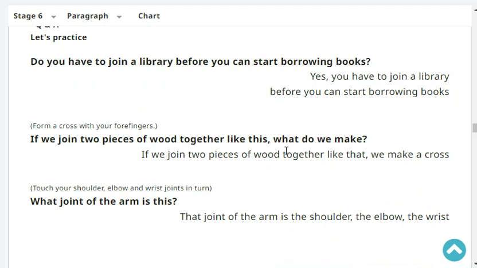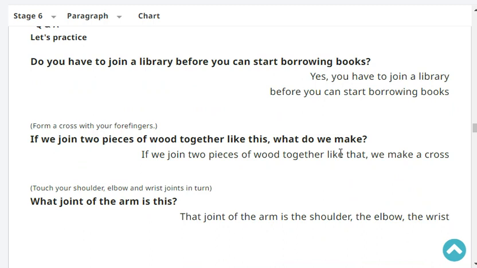If we join two pieces of wood together like this, what do we make? If you join two pieces of wood together like that, we make a cross. Very good.